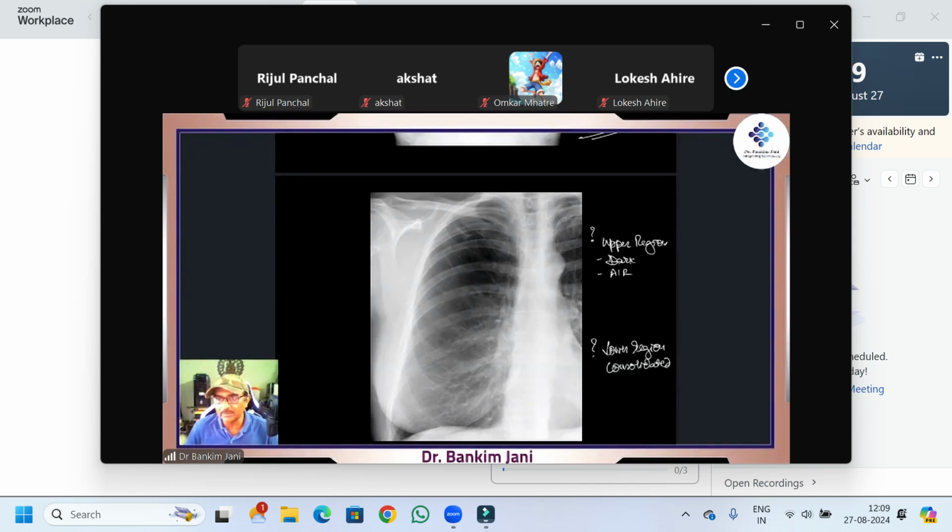Having more air is a good sign. Right now, don't worry about good sign, bad sign. Just can you appreciate this? Then I'll come to that. Do you see that? If your eyes can appreciate the difference, yes, this part is more black as compared to this. This is definitely white. This portion is called the bulla.